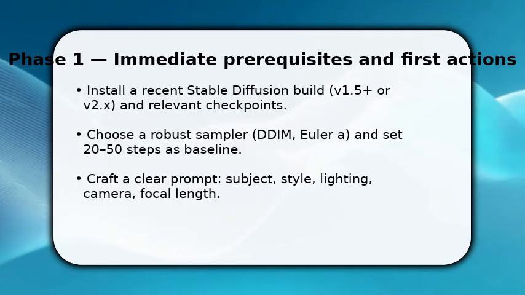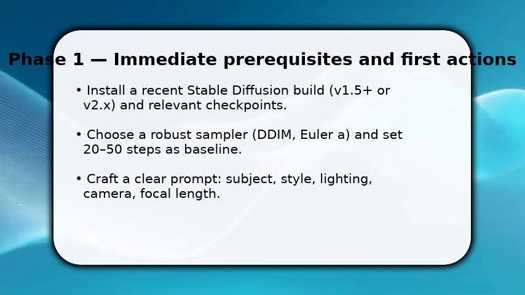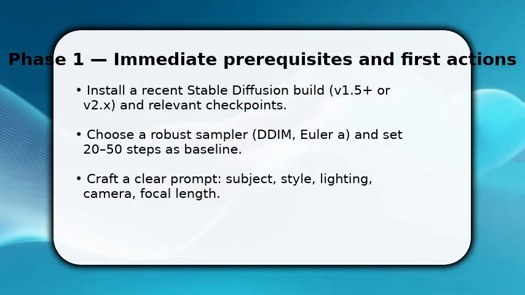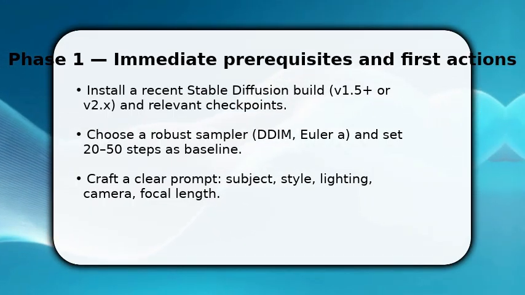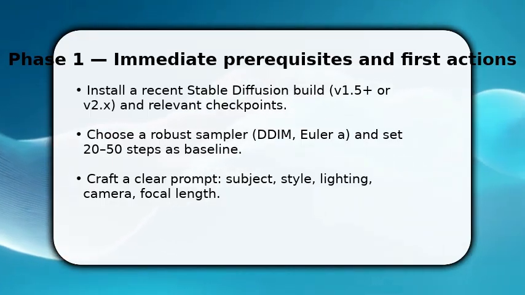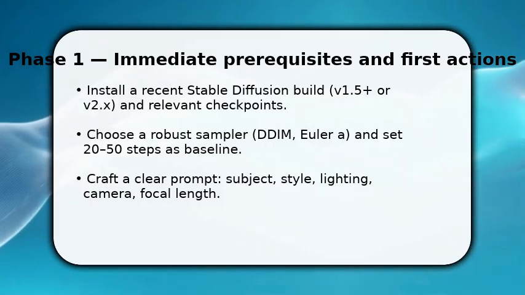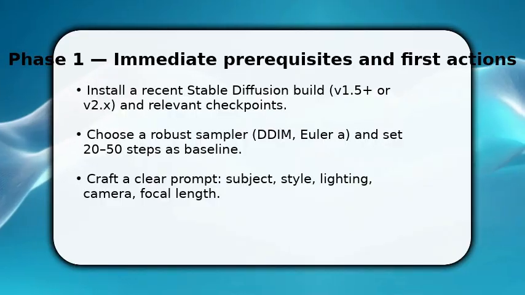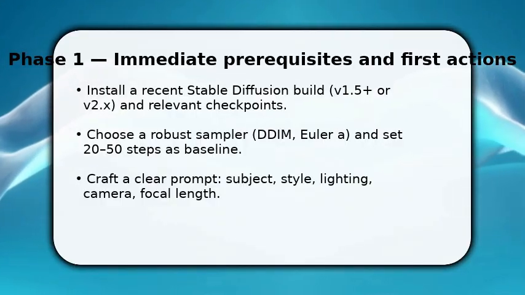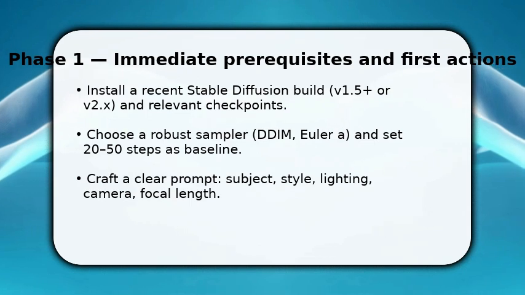You start by gathering the exact tools and intent. Install the model checkpoint and any necessary VAE. This affects color and detail. Pick a sampler like DDIM or Euler and set 20 to 50 steps as your default. More steps refine detail. Then write a focused prompt naming subject, mood, lighting, camera lens, and composition, because the model needs precise constraints. Once done, you'll have a controlled environment to iterate from, not random chaos.